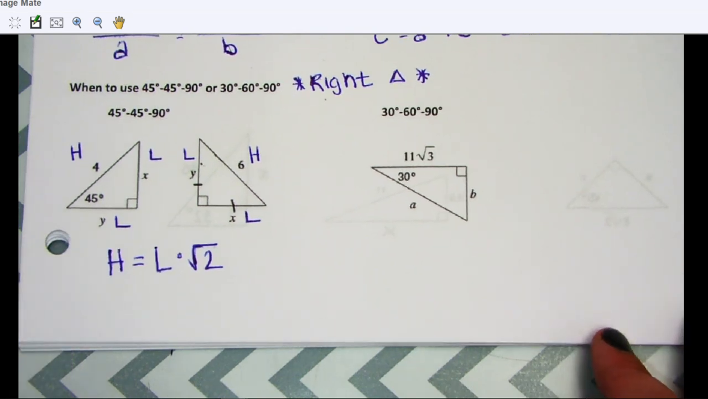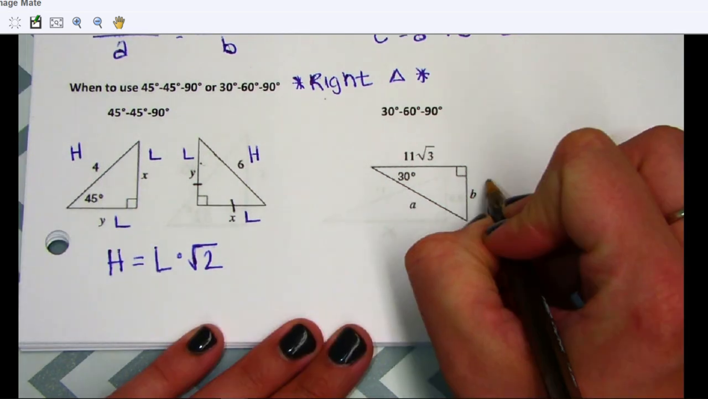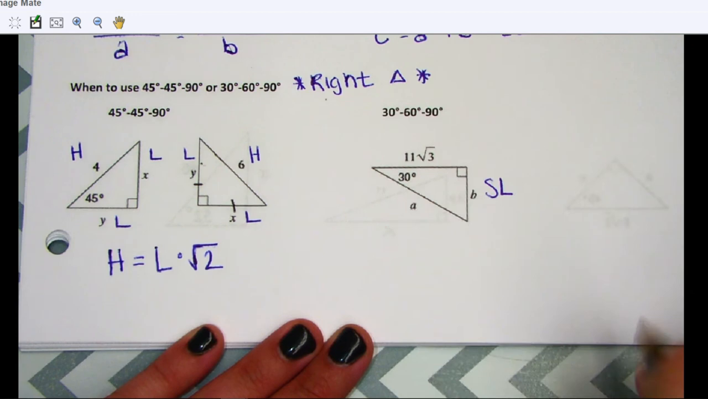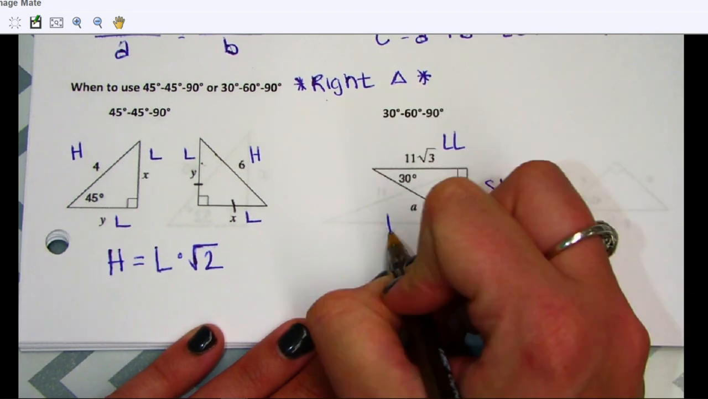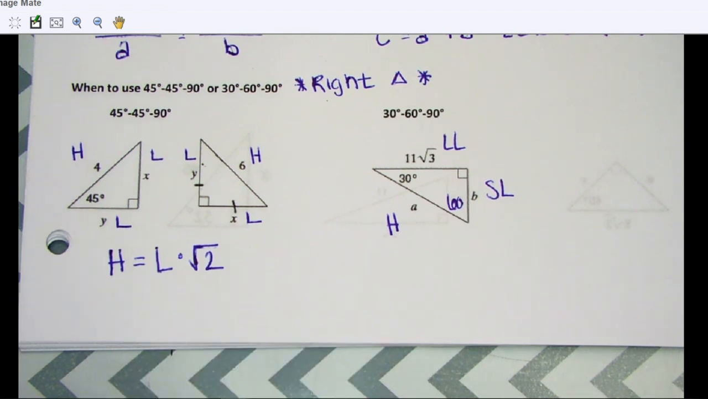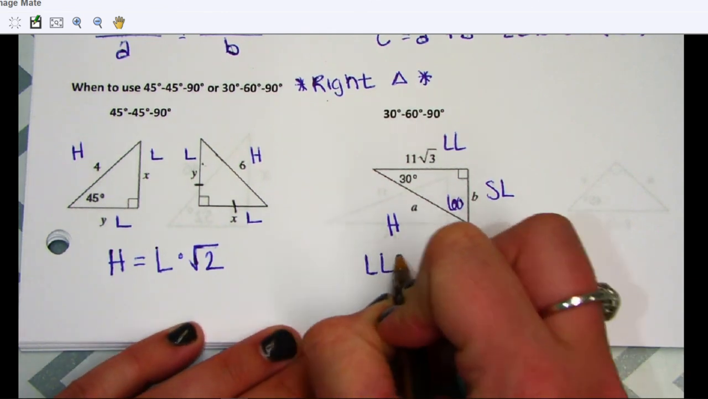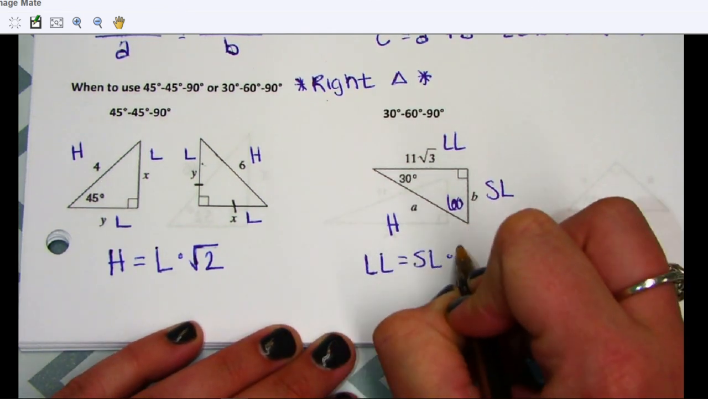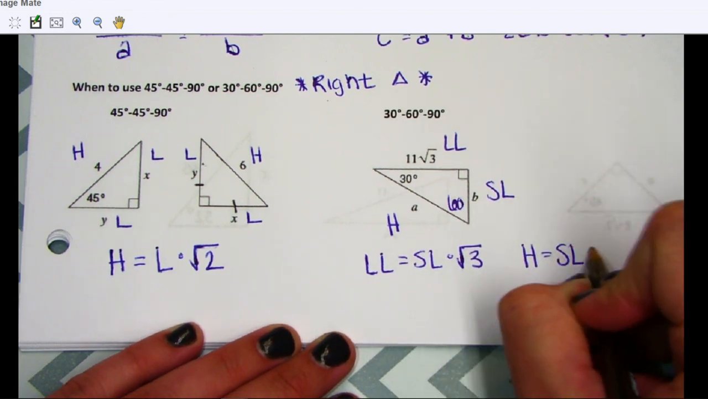Next, we have 30, 60, 90. Across the 30, we call it short leg. Across the 60, we call it long leg. And across the 90 is hypotenuse. On these, you have two different formulas. Long leg equals the short leg times the square root of 3. And the hypotenuse equals the short leg times 2.